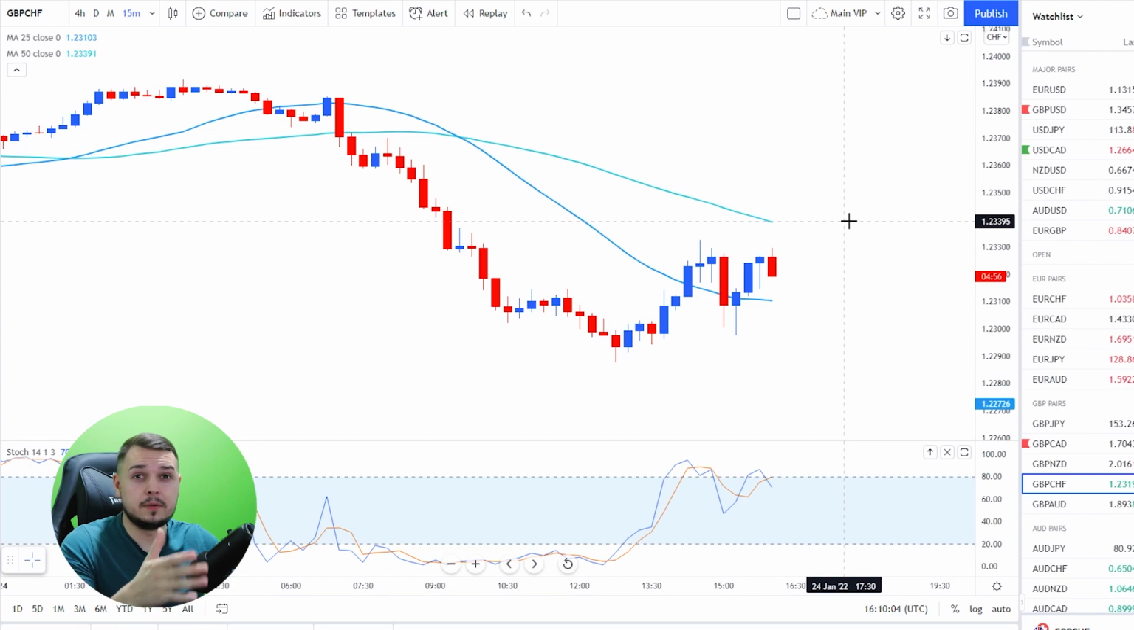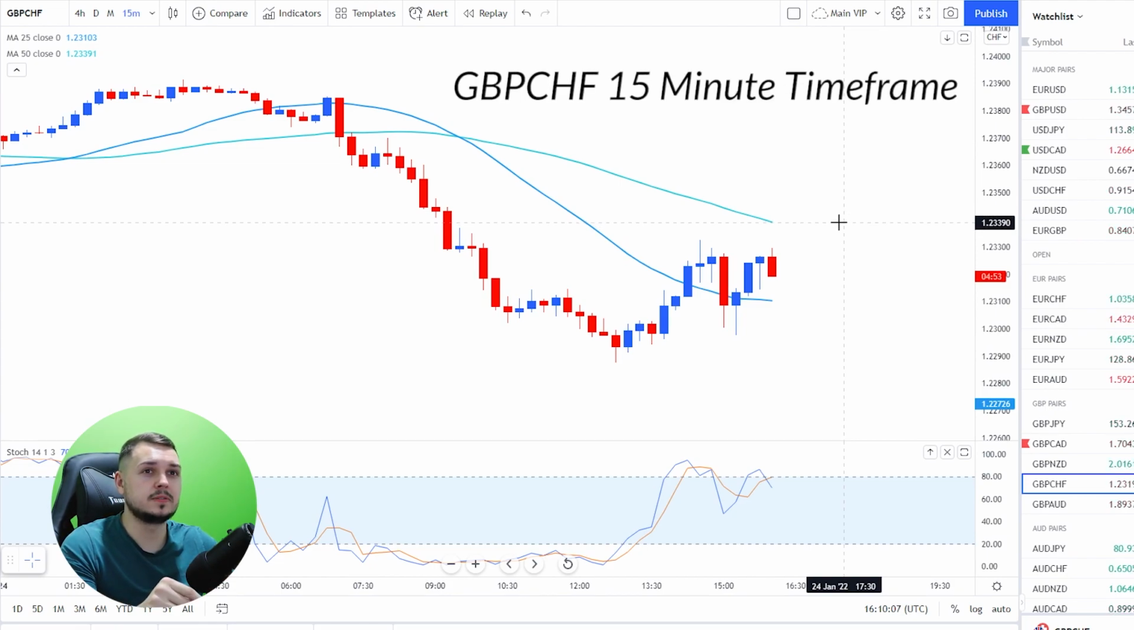Now I just scanned through a few charts and I'm looking at GBP Swiss franc. This looks like a good trading opportunity.